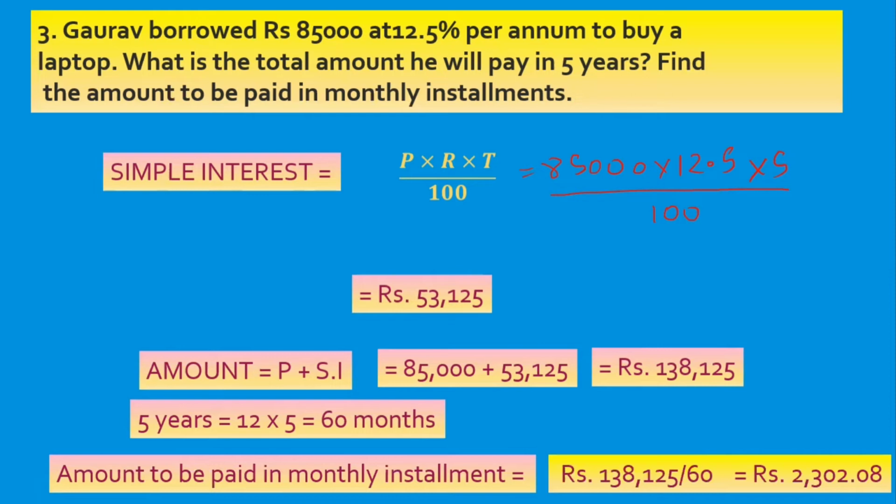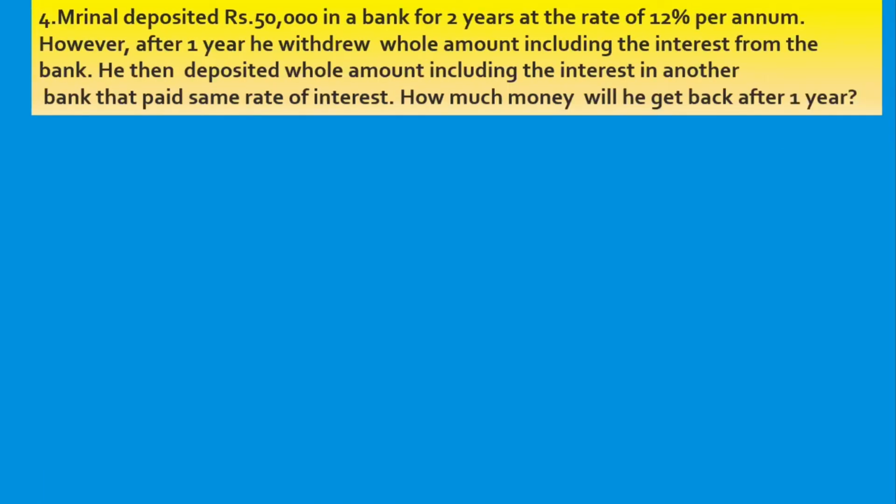Okay, children. So this extra money we pay to the bank for using the money is called interest. Let's take another last question, and a very important question on simple interest, children. Mrinal deposited rupees 50,000 in a bank for 2 years at the rate of 12% per annum. However, after 1 year, he withdrew the whole amount, including the interest, from the bank, and then deposited the whole amount, including the interest, in another bank with the same rate of interest. So how much money will he get back after 1 year?